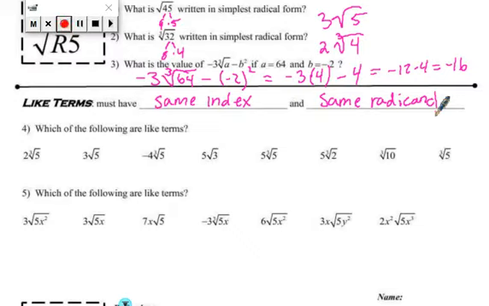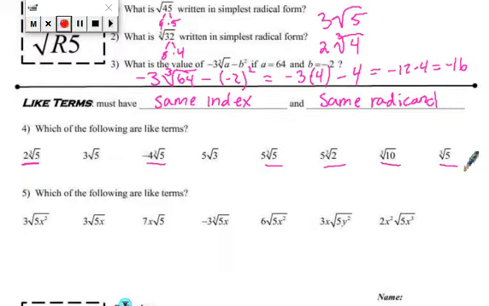If I want to look for all the ones that are similar to this first one right here, I have the possibility of this second one, the fifth one, sixth one, seventh one, eighth one. These are all possibly the same because they have that same little index next to it. Notice those other two, 3 root 5 and 5 root 3, have the same index as each other. However, their radicands are not the same on the inside. The number inside is not the same, so those two are not similar.